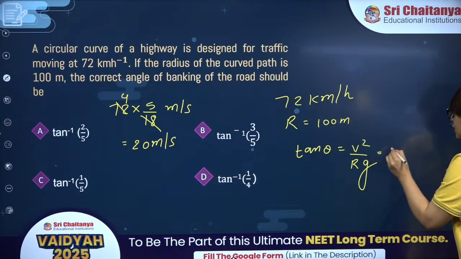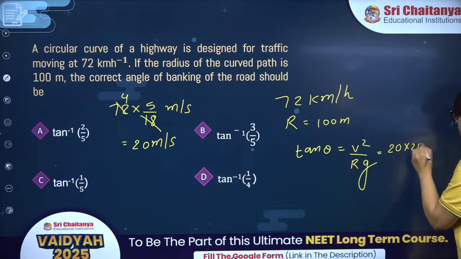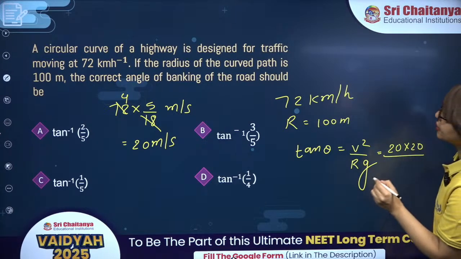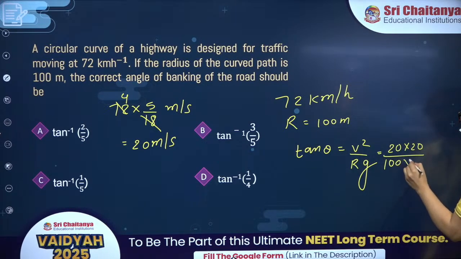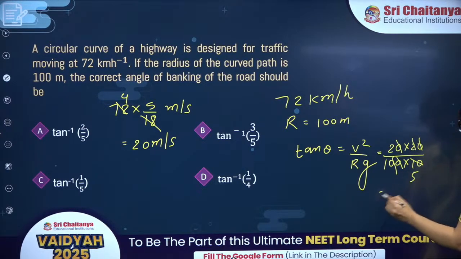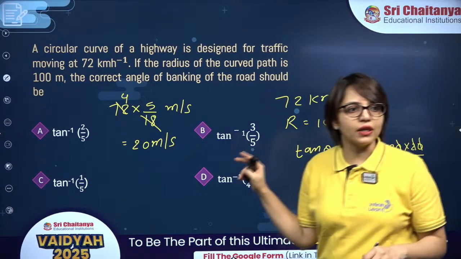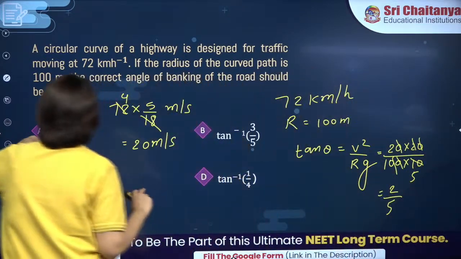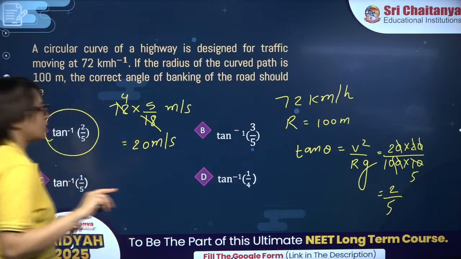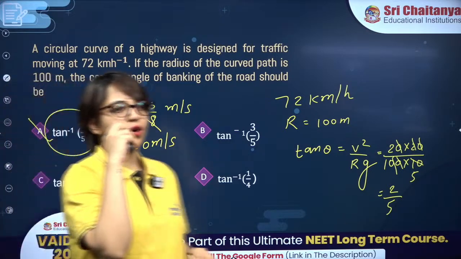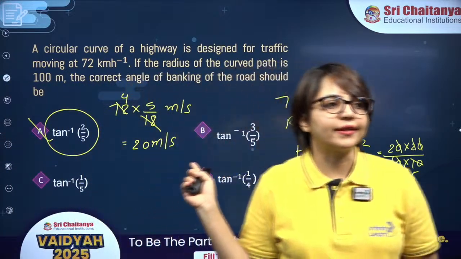So it will be 20 into 20 divided by R. R is 100 into g is 10. So see, 0, 0, 0, 0. Then this is 5, so it is 2 upon 5. So tan theta is 2 upon 5. So theta is tan inverse 2 upon 5, which is option A. No worries, beta. Option A is the correct answer.